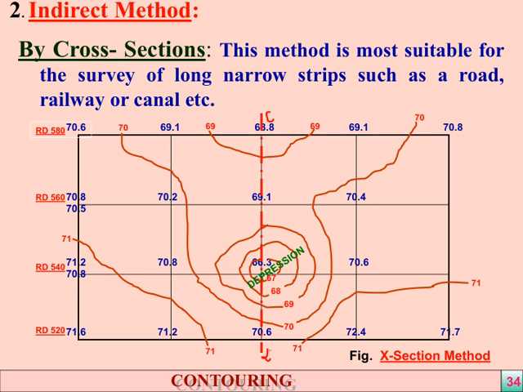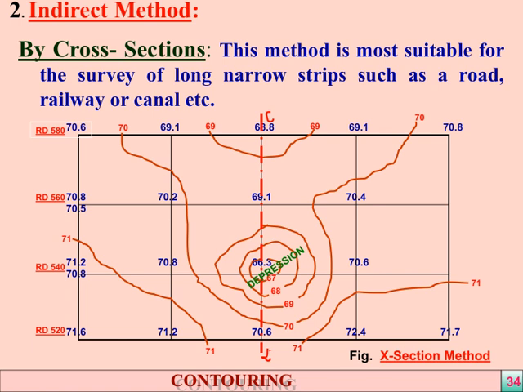The diagram, labeled as Fig. X-section method, visually represents these cross-sections and the depression levels, like RD 580, RD 560, RD 540, and RD 520. These reference points give us a clear picture of the land's shape along the survey line. This method essentially allows us to interpolate the terrain features between the cross-sections by analyzing the recorded data. It's a practical approach for long, narrow strips where direct measurement might be less feasible or too time-consuming.